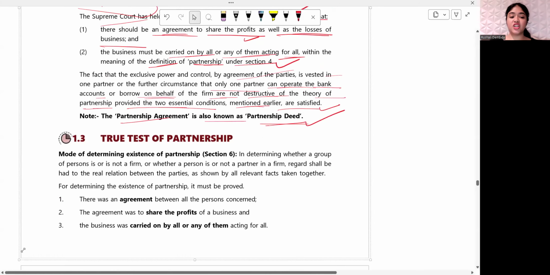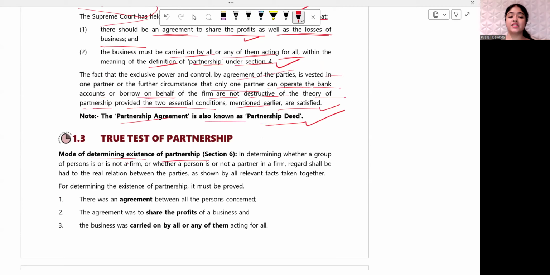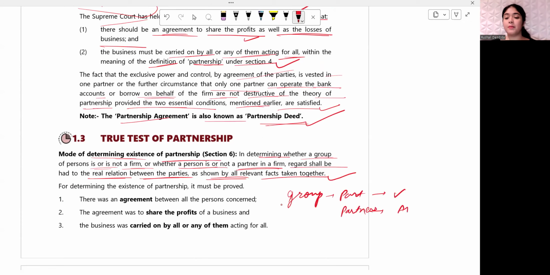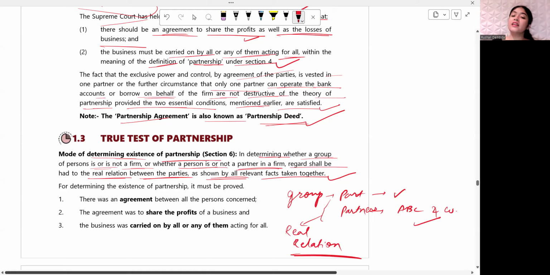Okay, let's see the true test of partnership. Mode of determining existence of partnership, section 6. In determining whether a group of persons is or is not a firm, whether a person is or is not a partner, regard shall be had to the real relation between the parties as shown by all relevant facts taken together. So if a group of people are there, is it a partnership or not? We'll have to check. If two people are claiming that we are partners of ABC and company, we have to check, are they actually partners? We will check this by seeing the real relation between the parties as shown by all the relevant facts taken together.